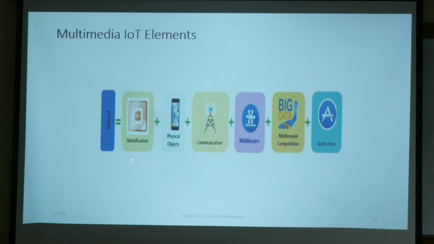So, the first one you need is identification. Any data that is coming, you have to identify it. An object is coming, identify it. Okay? Then, after that, you go for physical objects. Identification, physical object. Third one is communication. Fourth one is middleware.